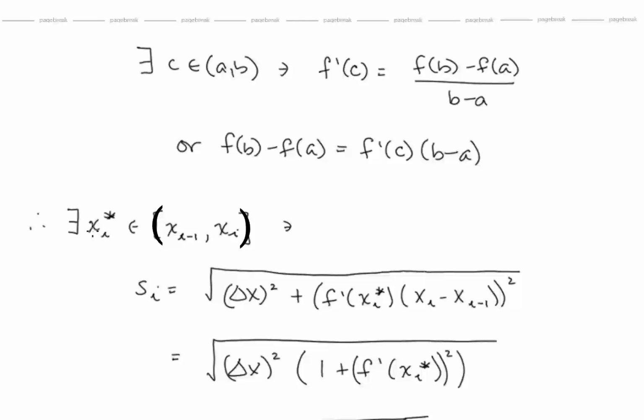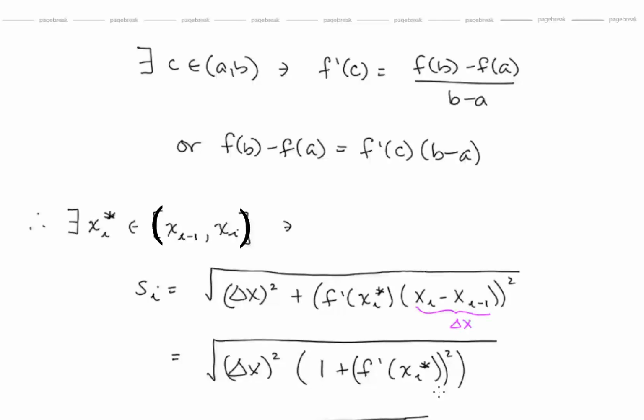So for our interval, we're going to call that number xi star, because it is between x_(i-1) and xi. And so we have f prime of xi star multiplied by (xi minus x_(i-1)). That's here. Again, this is the length of the linear segment over the ith interval. So now notice xi minus x_(i-1) is delta x. And so we can factor out a delta x squared from what's under the radical. And so the remaining factor is 1 plus f prime of xi star squared.